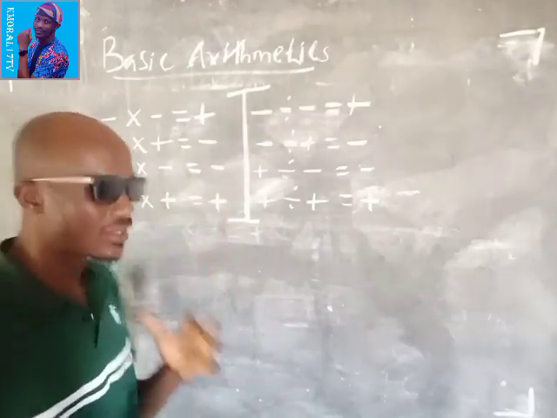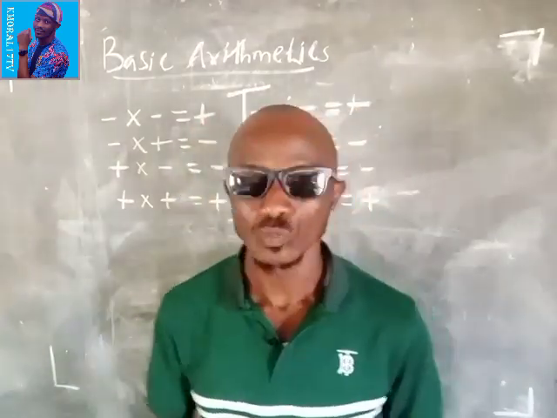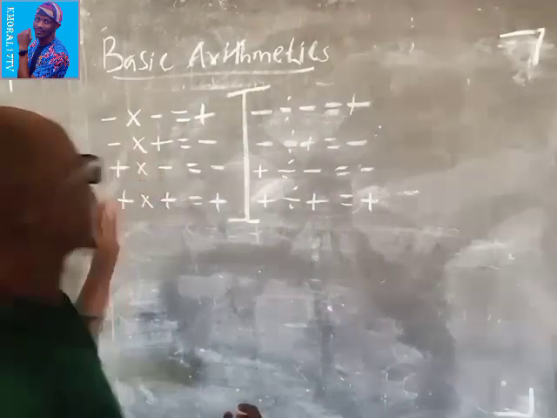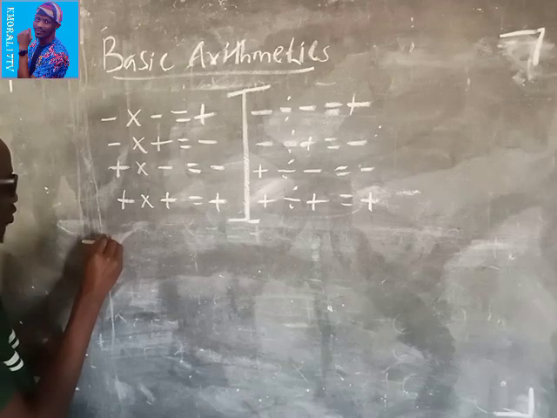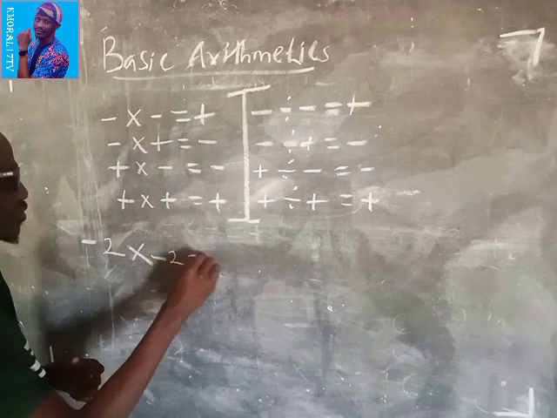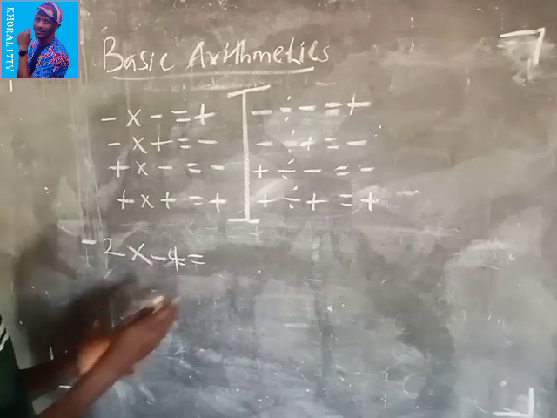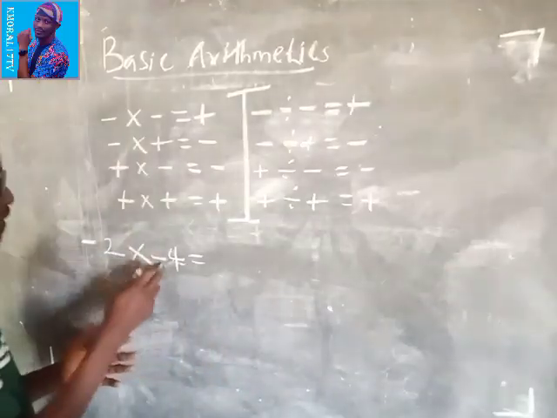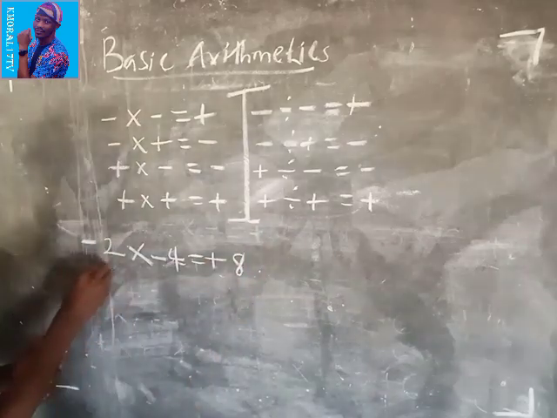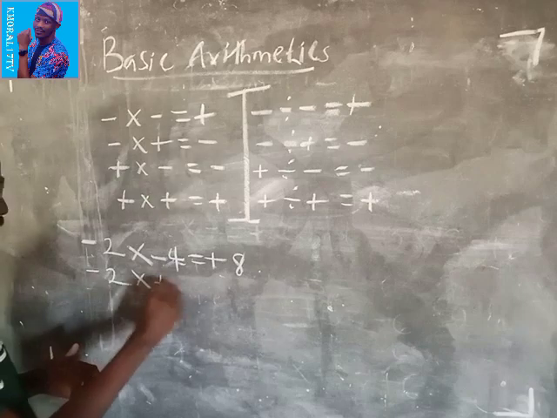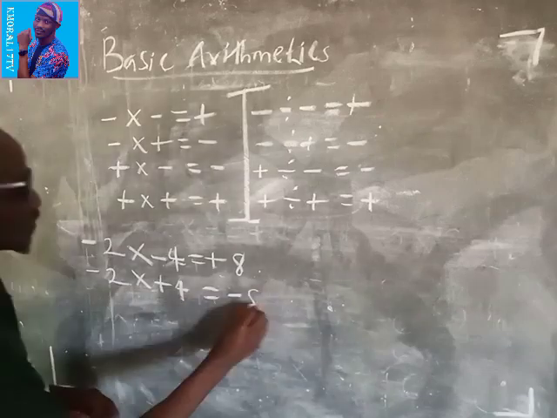Now, having known this, let's put it into operation. Take a look at number 1 here. By the time I say minus times minus is plus, we have, let me do minus 2 times minus 4. That is where we have minus times minus to give you plus, and 2 times 4 to give you 8. The same way, we have minus 2 times plus 4. We have minus times plus to give you minus, and 2 times 4 to give you 8.